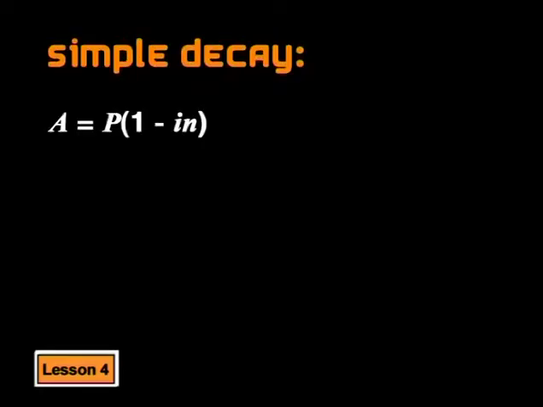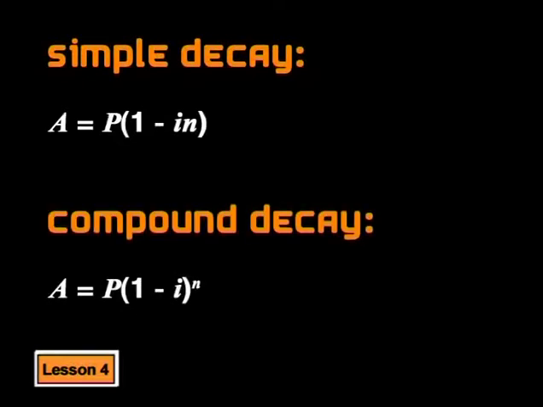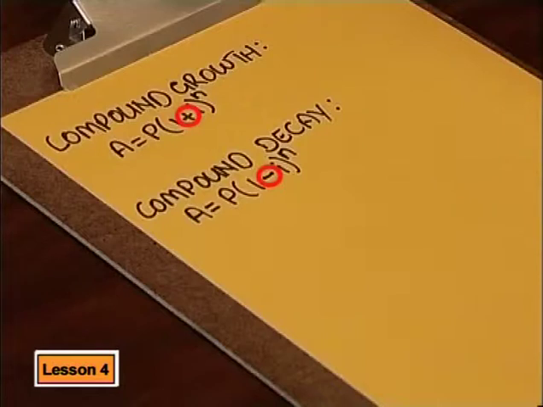The formulae for simple and compound decay are almost the same as these. The formula for simple decay or straight line depreciation is A equals P times 1 minus I times N. And the formula for compound decay is A equals P times 1 minus I to the power of N. So the only difference is a minus sign. That makes sense because our total value is decreasing instead of increasing.